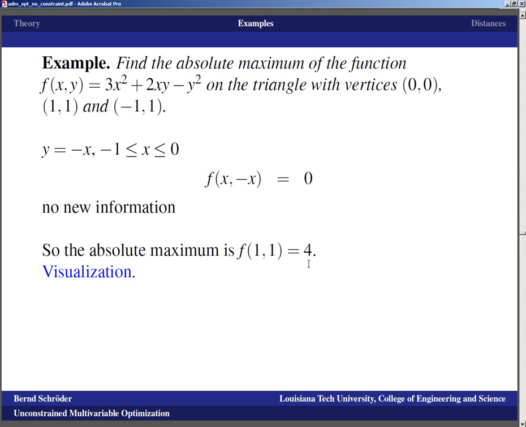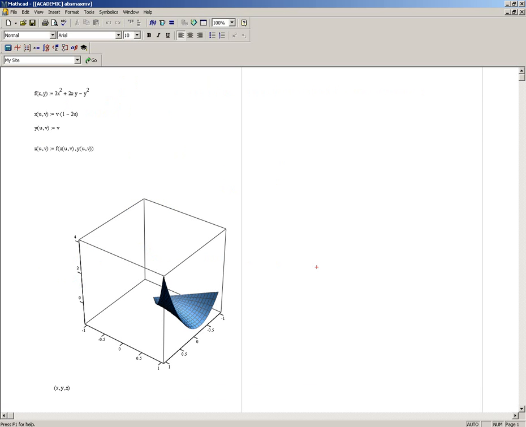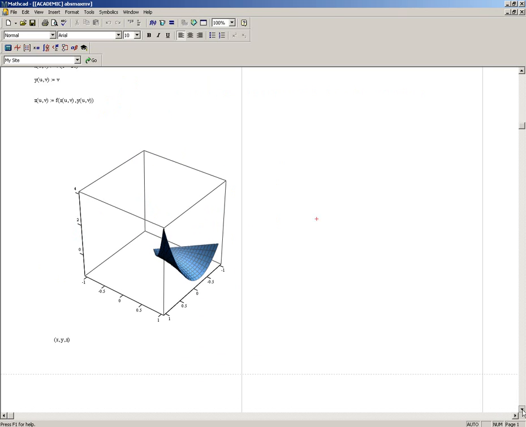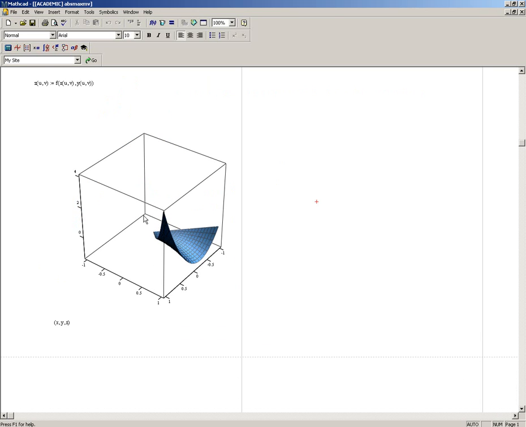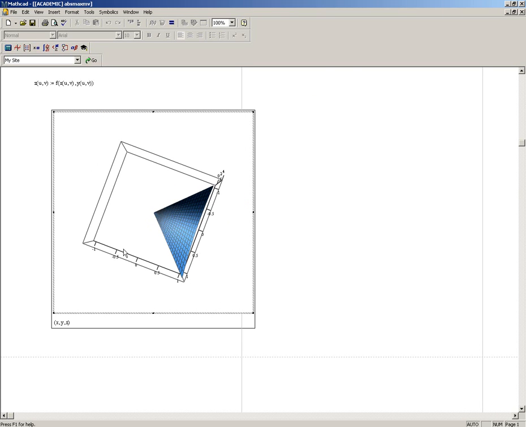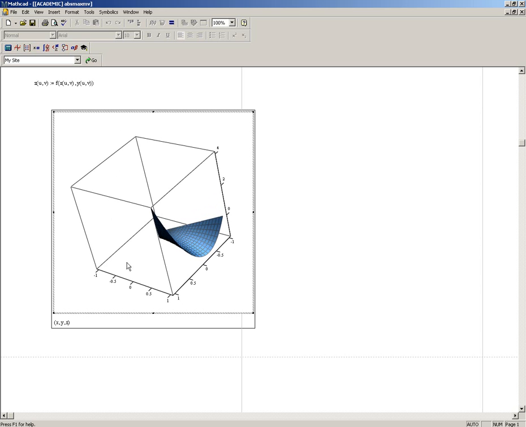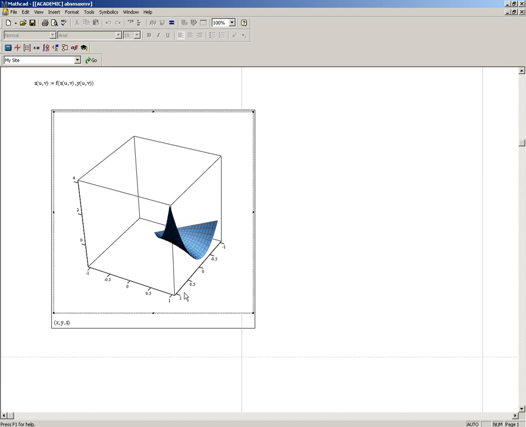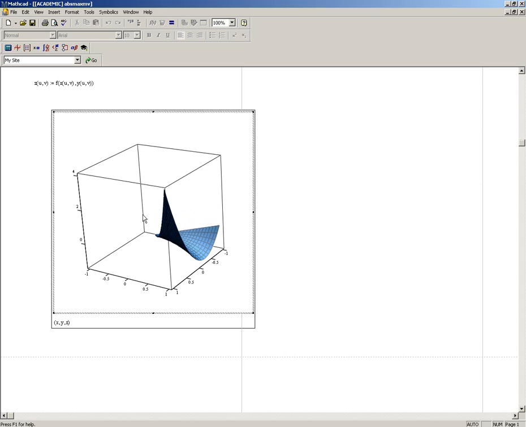And if we want to visualize that, well, here is the function worked out in MathCAD, and we can see that, first of all, it is certainly defined on a triangular domain, right? In this case, now the y-axis is actually going to the side, because remember that in these 3D pictures, we always have the x-axis going this way and the y-axis going that way. And we can see that the maximum really is assumed at 1, 1.